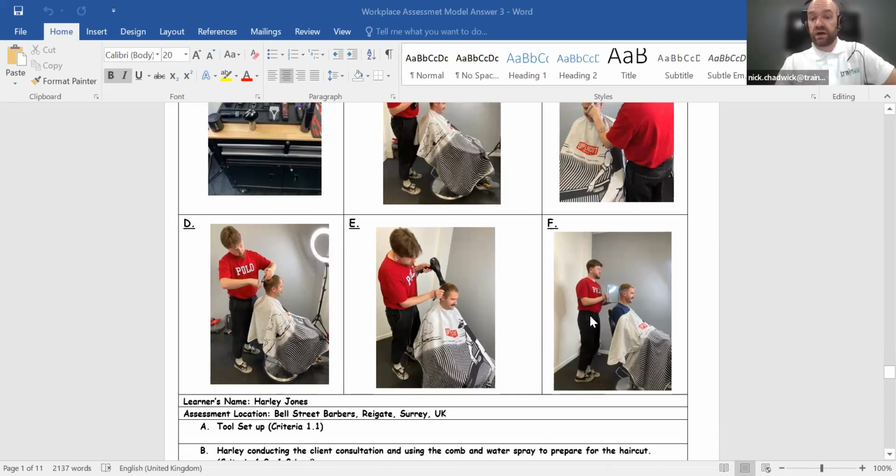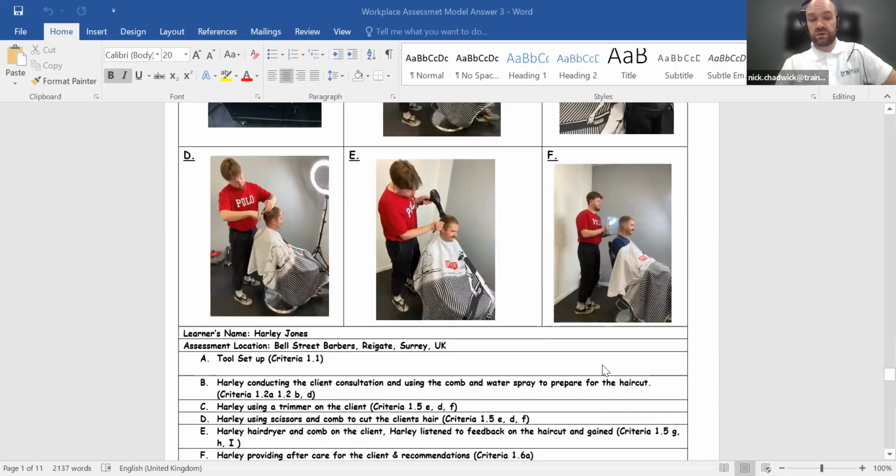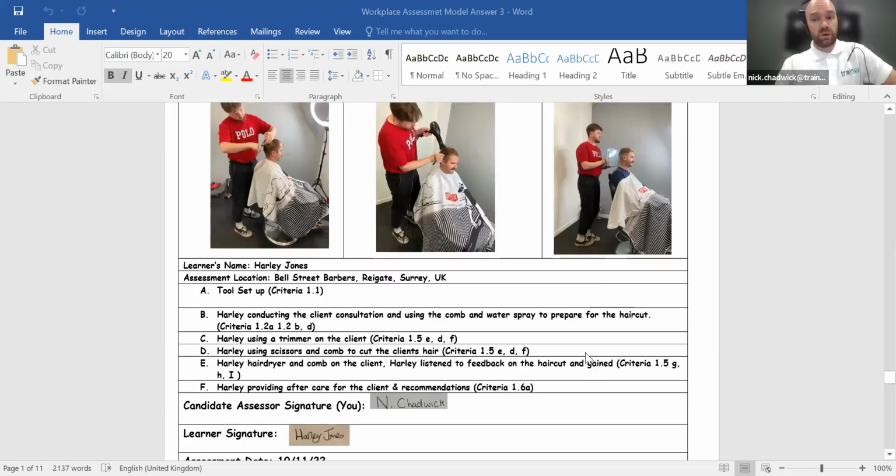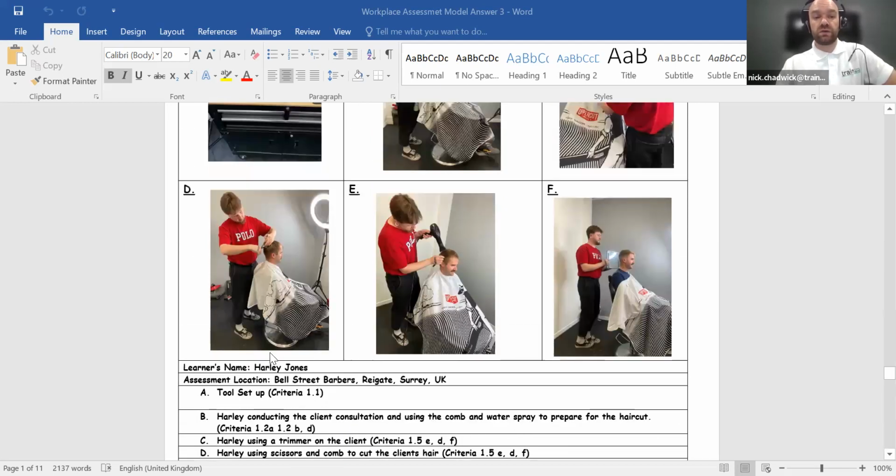And we also have the final product here as well. So the assessment photos are coming full circle from the start all the way to the end of the haircut. Now, it's very important that we do describe each of our photos to explain what the photo is showing.